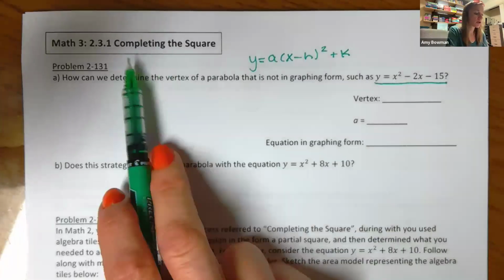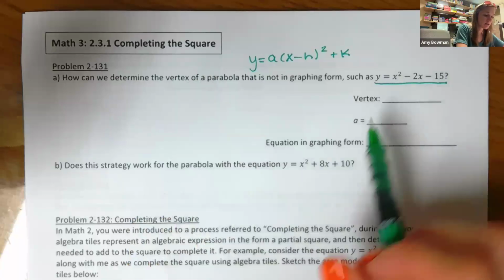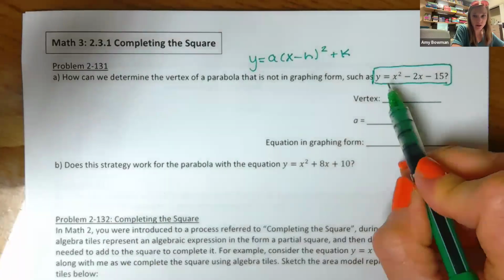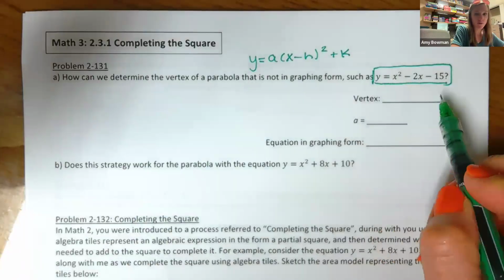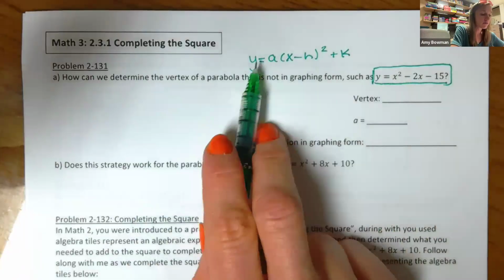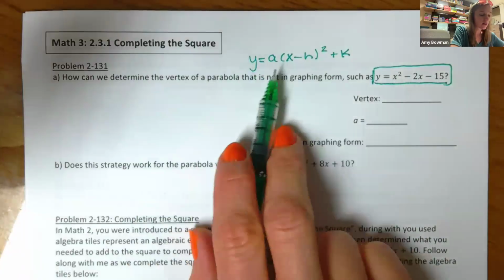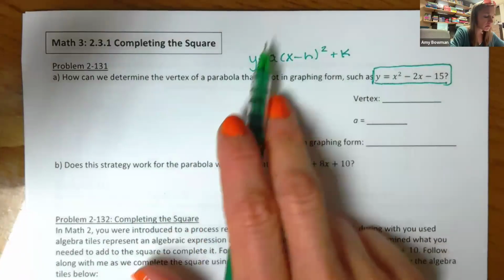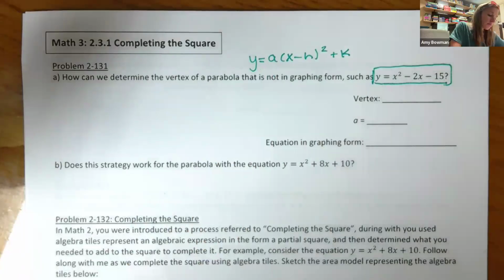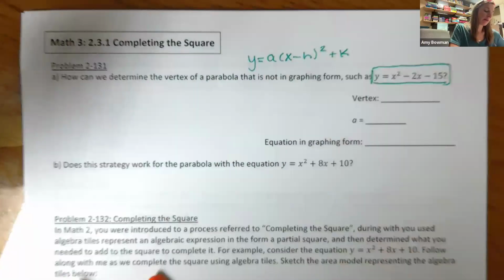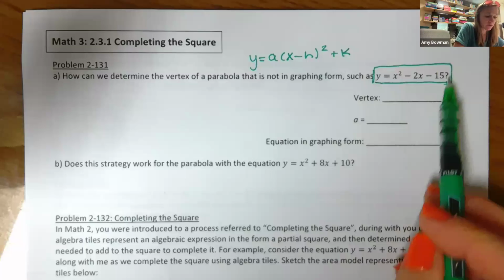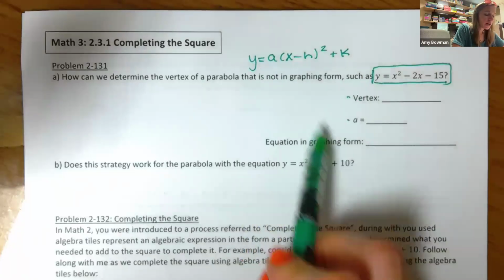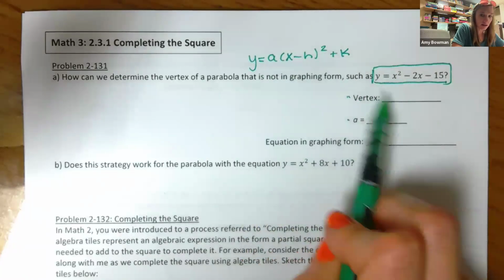This is something that we were introduced to last year when we were given an equation of a parabola in standard form, which is what we see right here, where we have x squared minus 2x minus 15, versus graphing form, which I wrote down right above it. Graphing form has the a, h, and k, and the goal is to find a way of going from standard form to graphing form quickly. If it's in graphing form, we know the vertex, it's h and k, and we know the a value. Here, though, we do not know the vertex when it's in standard form.